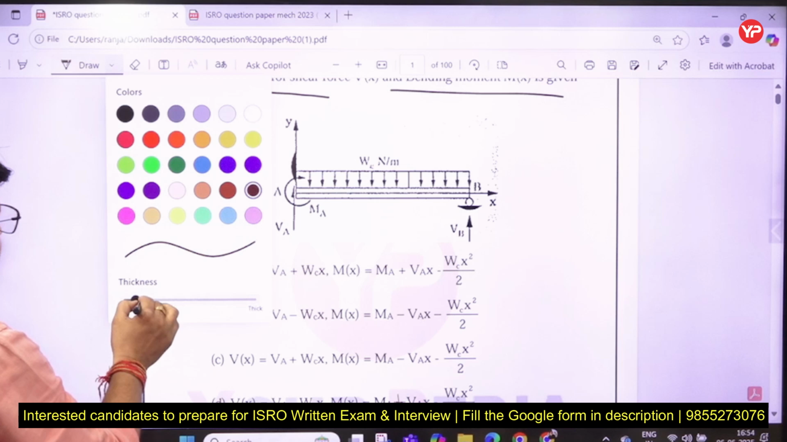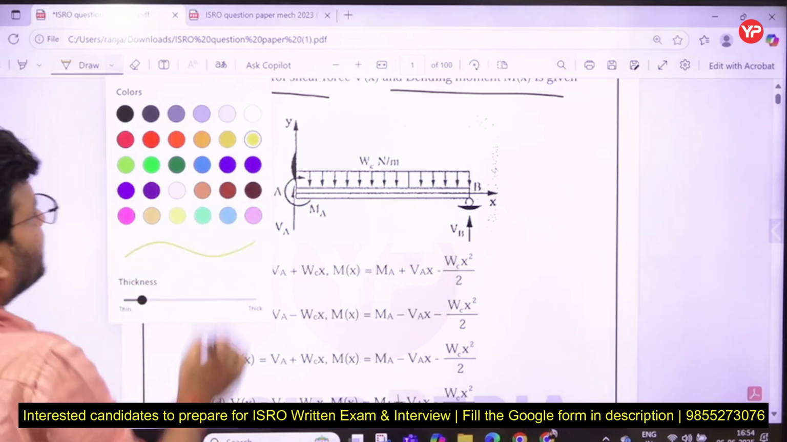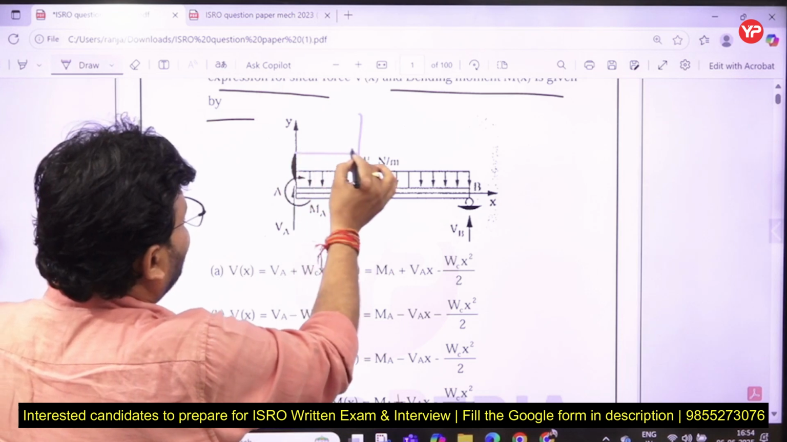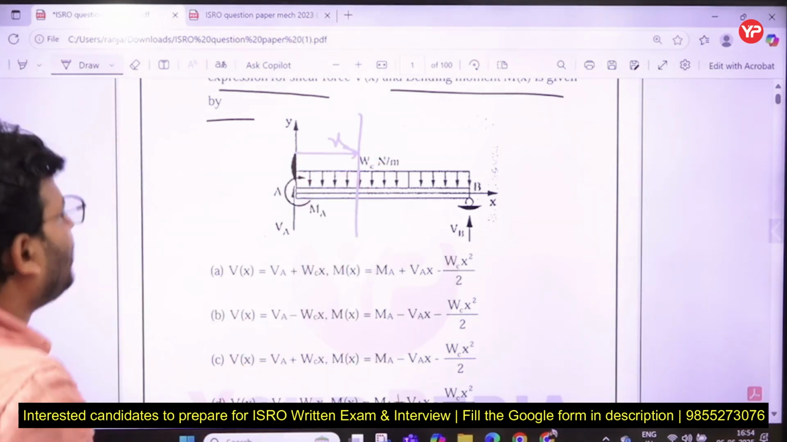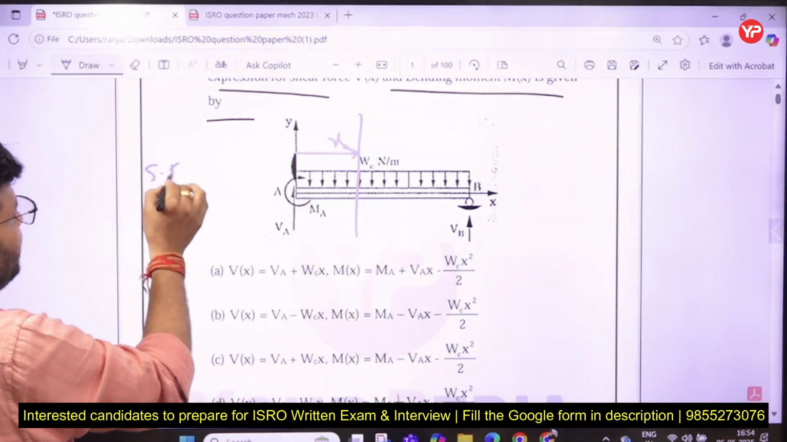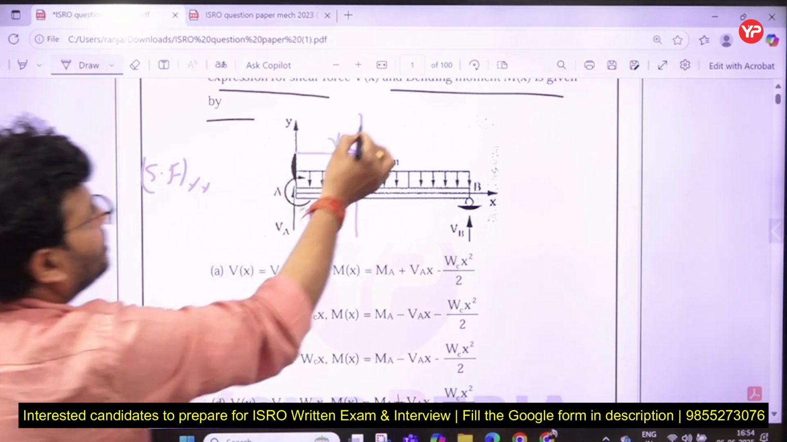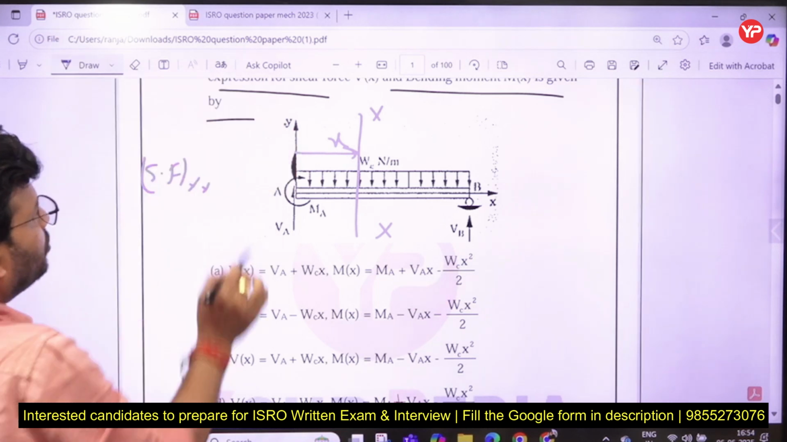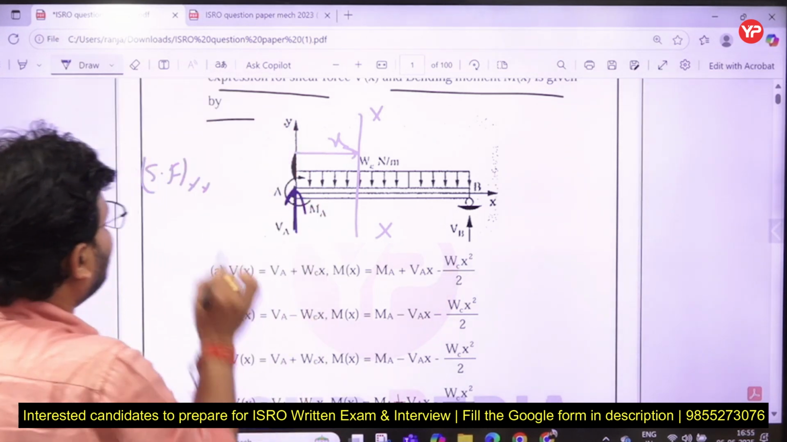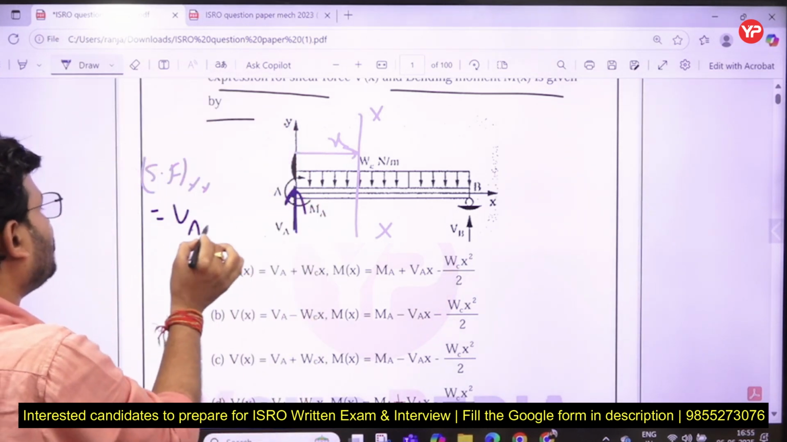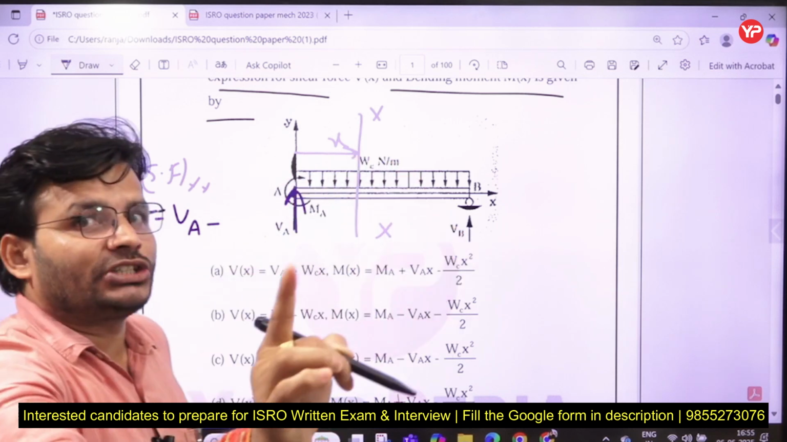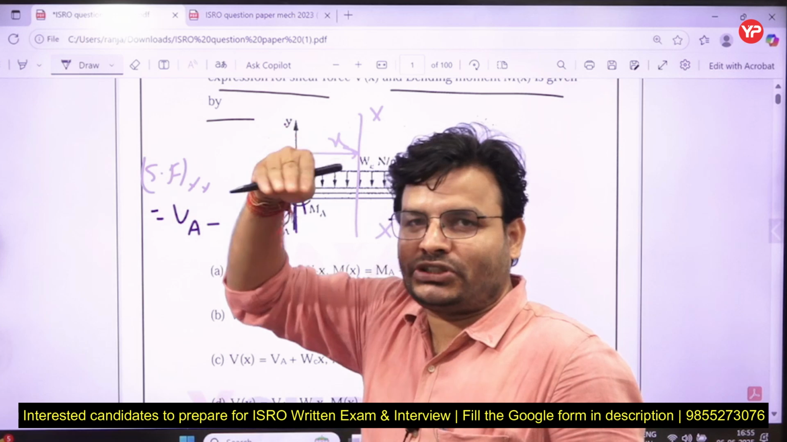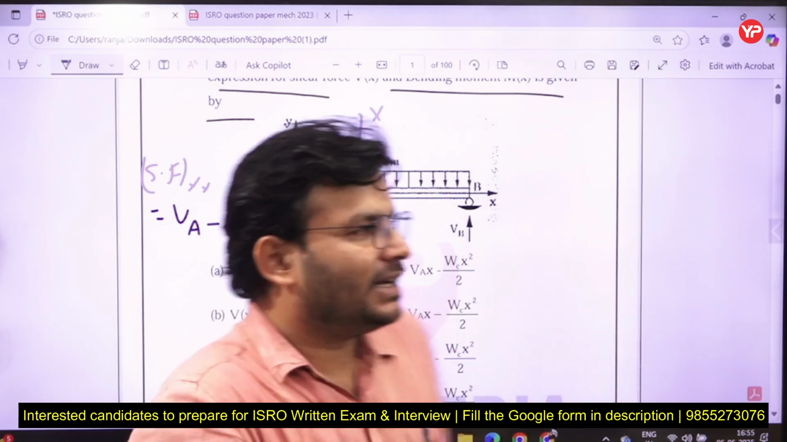Simply take one section, suppose a section xx at distance x from the left end. What will be the shear force about section xx? There is one force VA acting, so it will be VA in the upward direction. If you are moving left to right in the SFD BMD, then upward shear force is taken as positive and downward is negative. That is the simple concept.